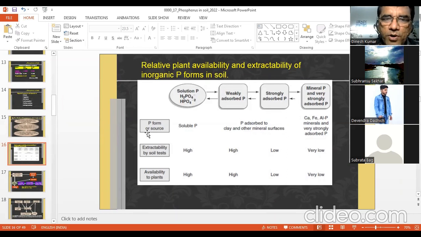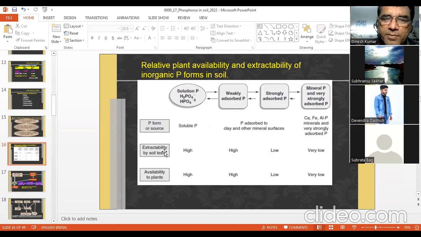So, P form or source. This is basically soluble P, and weakly and strongly adsorbed. This is phosphorus adsorbed to clay and other mineral surfaces. It is just on the surfaces, but then it has become a very insoluble compound, calcium, iron, or aluminum phosphate minerals, and very strongly adsorbed phosphorus.